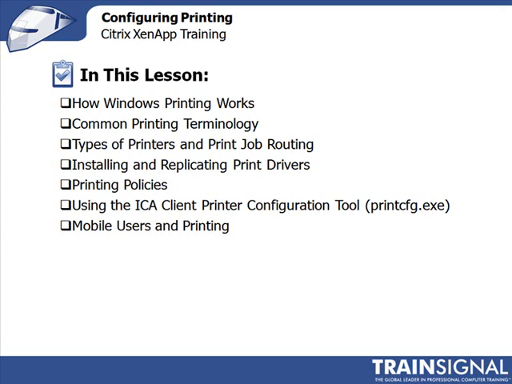Then we're going to talk about common printing terminology. What does a print queue mean? What does a print job mean? Etcetera. We're going to go in and talk about the different types of printers and print job routing methods that exist with XenApp. There are a lot of different ways by which you can route a print job using XenApp, and depending on the scenario and the situation, you might want to have print jobs print through the print spooler or the print server itself, and in some instances you might not want to do that. So again, depending on the circumstance, we're going to discuss that and see where it makes sense and where it doesn't.